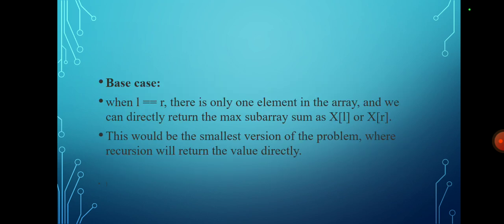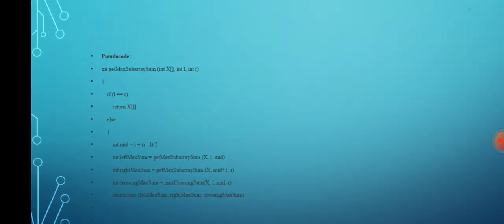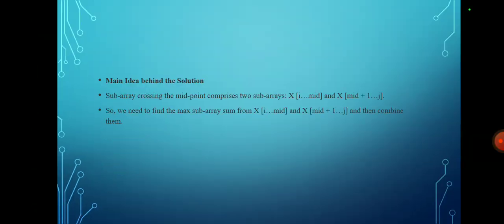When l equals r, there is only one element in the array and we can directly return the max subarray sum as x[l] or x[r]. Then it's the pseudocode for the divide and conquer. The main idea behind the solution is that a subarray which crosses a midpoint comprises two subarrays, x[i..mid] and x[mid+1..j]. So we need to find the maximum subarray from x[i..mid] and from x[mid+1..j] and then combine them.